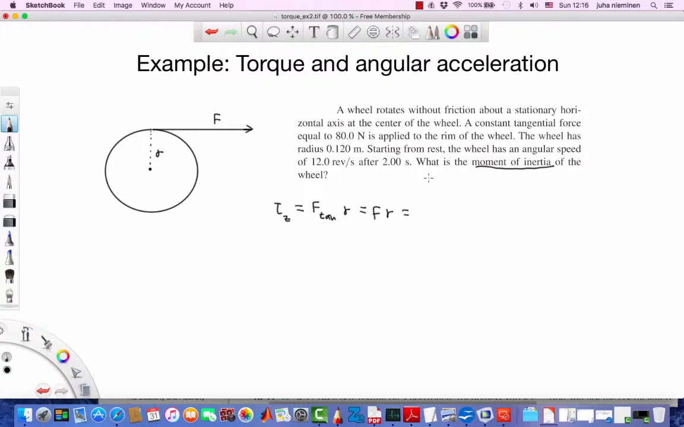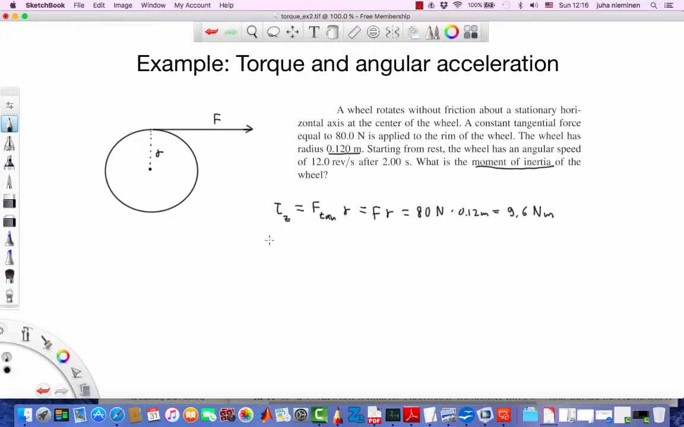And the magnitude of the force is 80 newtons. The radius of the wheel is 0.12 meters. So we get a constant torque of 9.6 newton meters that is being applied to this wheel.